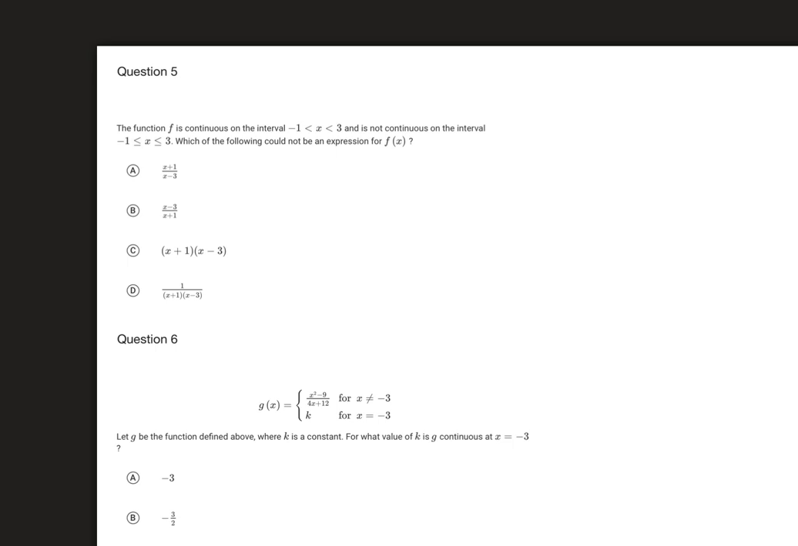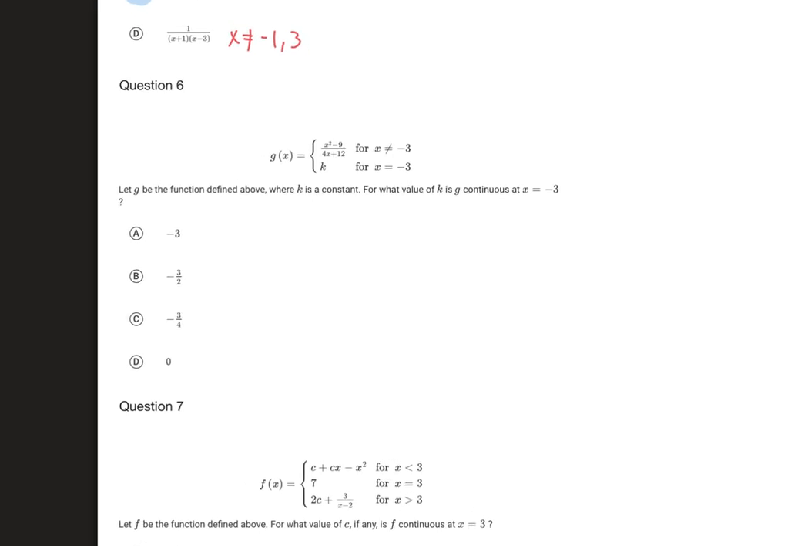And they say which of the following could it not be? So you can see the first one, A, is not continuous. x can't be 3, so it's not continuous at 3. That's an endpoint. The next one is not continuous at -1. x can't be -1. The bottom one, D, can't be either one. x can't be -1 or 3. And so C is the only one that couldn't be the expression, because that's really continuous everywhere. That's not discontinuous on that interval. So that's C.